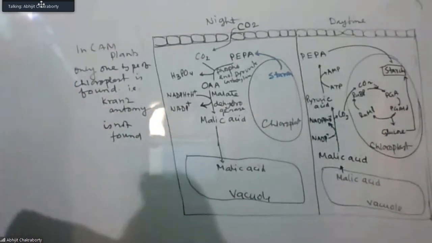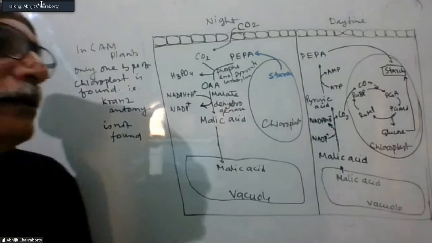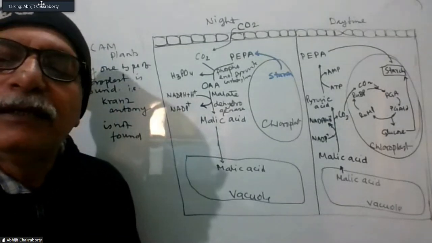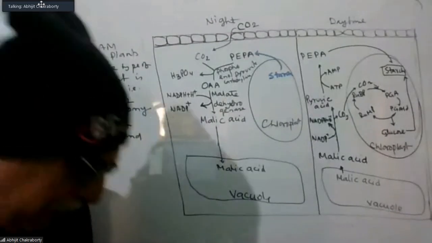Sometimes actually the reactions are similar. It seems that. So the carbon dioxide acceptor is always RuBP here. So the CO2 acceptor in CAM plants is always RuBP.